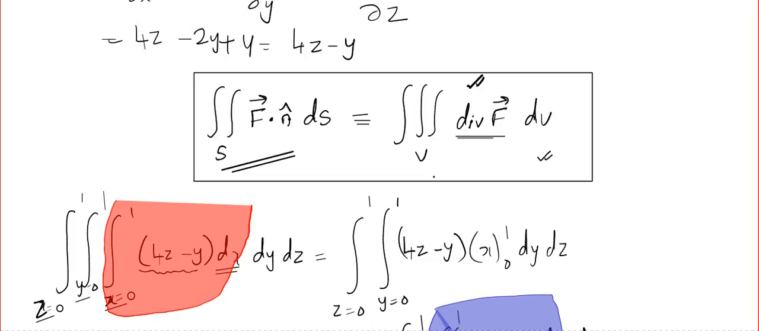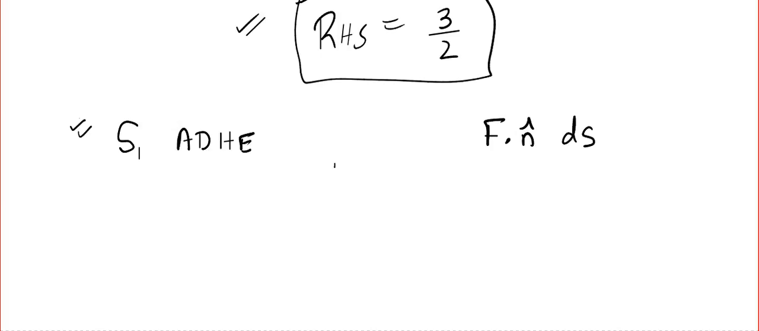Okay, so I'm going to write surface 1, ADHE. Now look at this. We have to evaluate F dot n cap dS, and since this is a plane, dS is parallel to this.